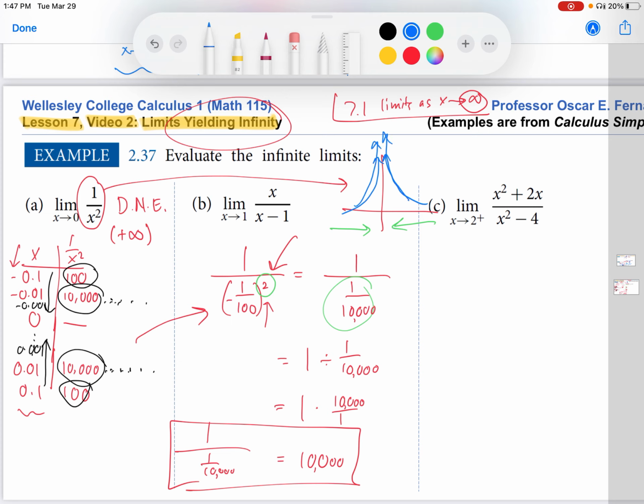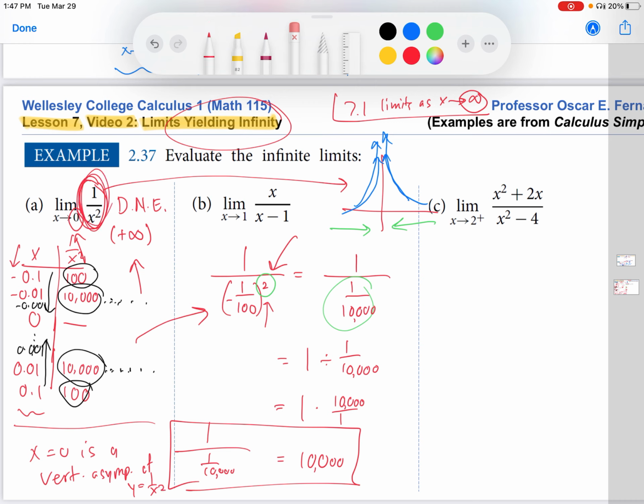Great time to talk about vertical asymptotes, because if it happens that you take a limit as x approaches a number of a function and you obtain an infinity, positive infinity or negative infinity, then what you have is a vertical asymptote at that x value. So we can say that x equals 0 is a vertical asymptote of y equals 1 over x squared, right? The function in this example.